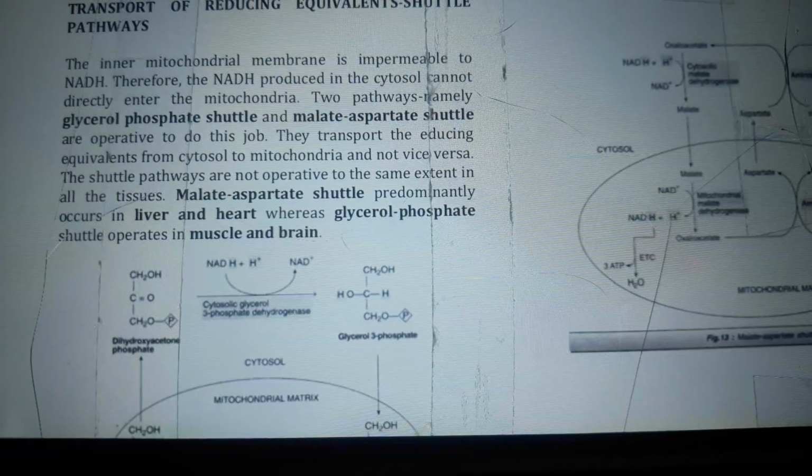Transport of reducing equivalents: shuttle pathways. The inner mitochondrial membrane is impermeable to NADH. Therefore, the NADH produced in the cytosol cannot directly enter the mitochondria. Two pathways, namely the glycerol phosphate shuttle and the malate aspartate shuttle, are operated to do this job. They transport the reducing equivalents from cytosol to mitochondria, not vice versa. The shuttle pathways are not operated to the same extent in all the tissues. The malate aspartate shuttle predominantly occurs in liver and heart, whereas the glycerol phosphate shuttle operates in muscle and brain.